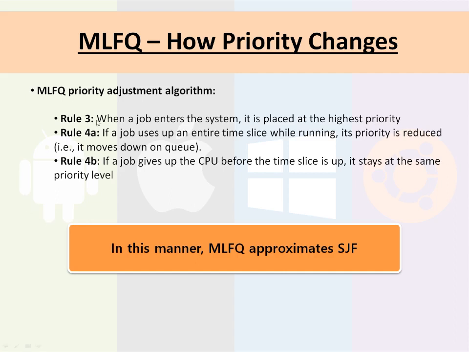So in this manner, MLFQ approximates our shortest job first. Because if a short job enters the system, because it is placed at the highest priority, it will be scheduled first. And if it is still short, it will then finish quite quickly and it will be done. So that's how it approximates shortest job first. Okay, so let's look at how a process that is fairly long gets its priority reduced.